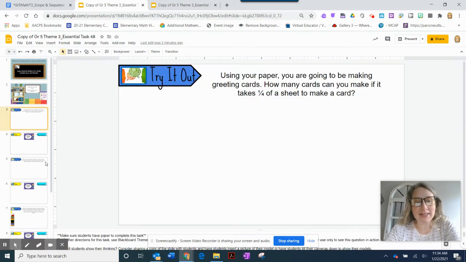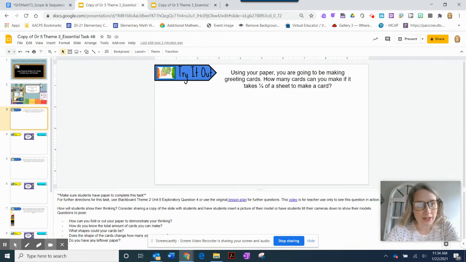This essential task is taken from Blackboard, and it is in theme 2, unit 8, question 4. So you'll see there's an original lesson plan. There's also a video that takes you through how this lesson works.